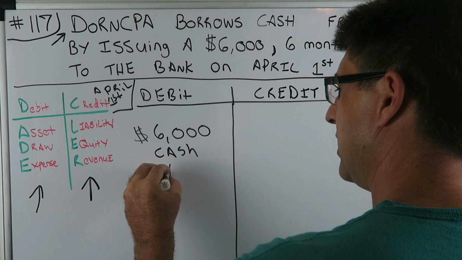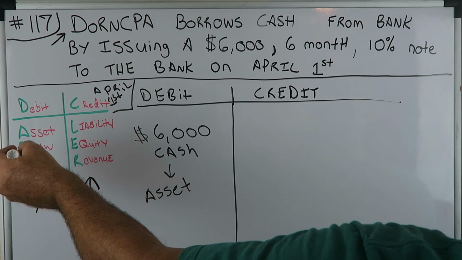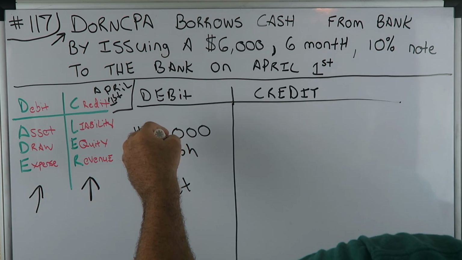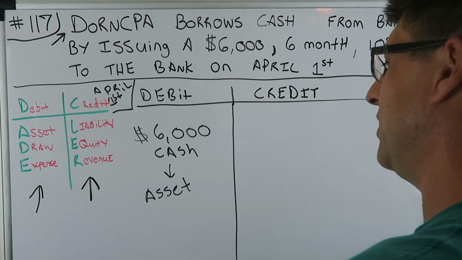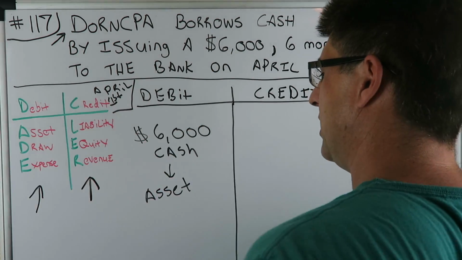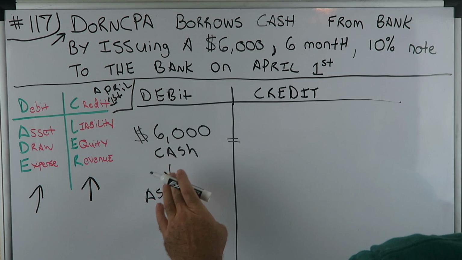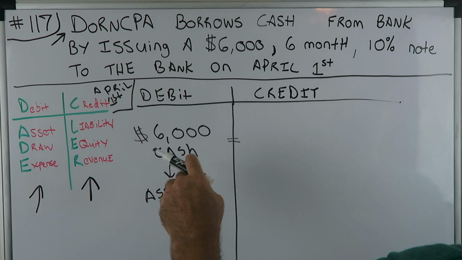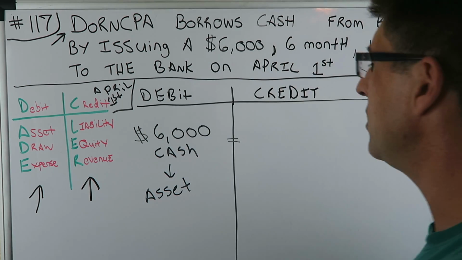Cash is an asset. Does that make sense with our DEAD CLIC? $6,000 is increasing, and cash is an asset, and if an asset's increasing, we're debiting it. Yes. What's going to be our credit? What's going on? How did we get this money? We got this money by borrowing it from a bank.